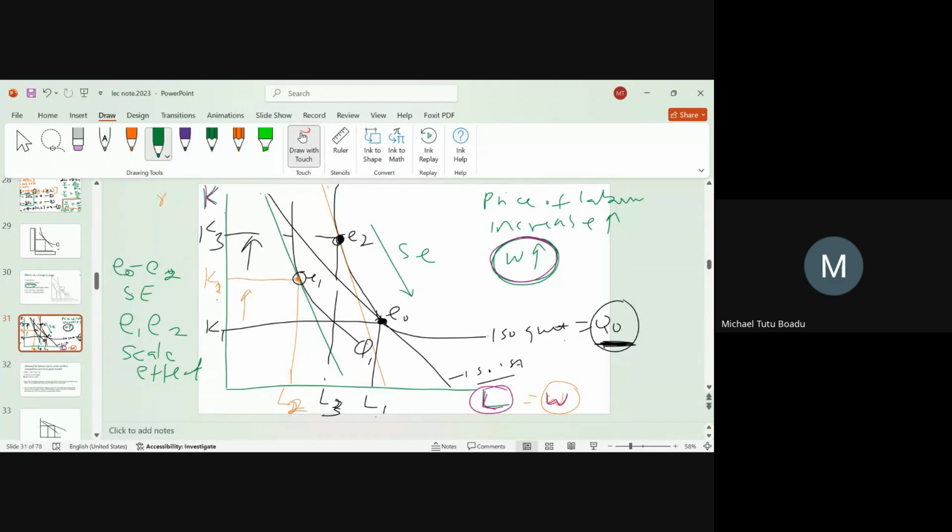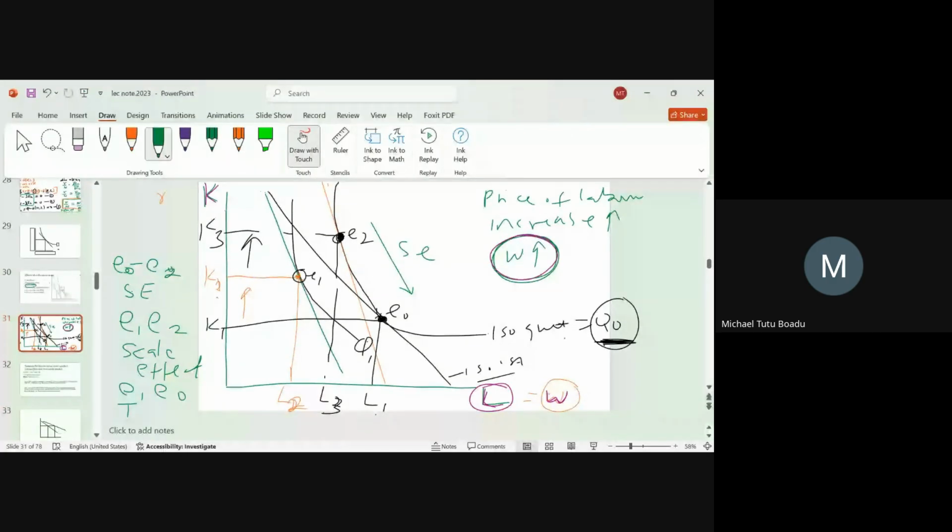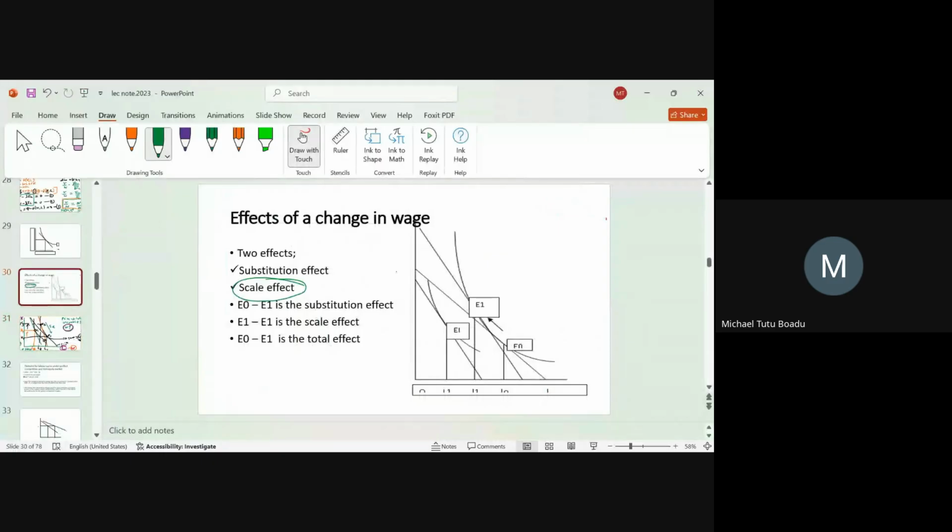And then E1 to E0 is what we call the total effect. The total effect means that if you add the substitution effect and the scale effect together, that will give you the total effect. So that is what you have here. E0 to E1 is the total effect from here to here, and then this is the substitution effect, and then this is the scale effect. All right.